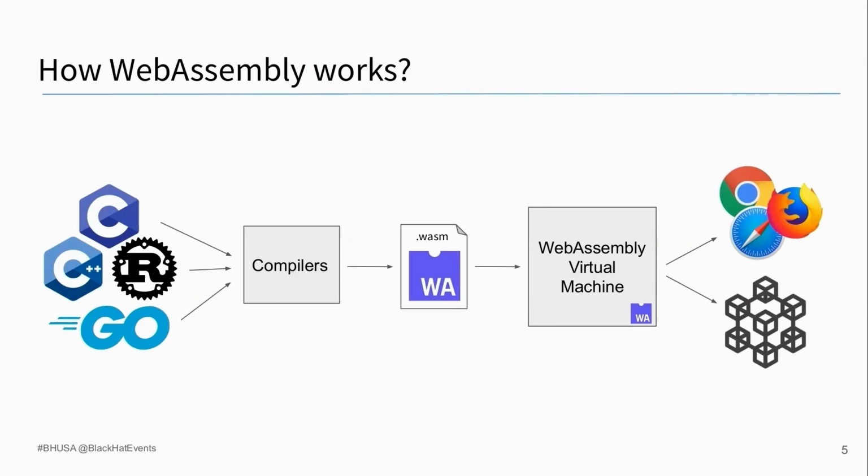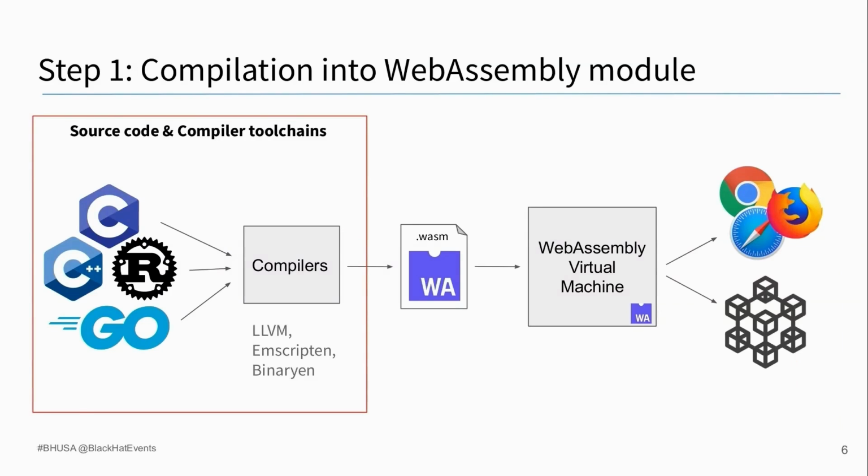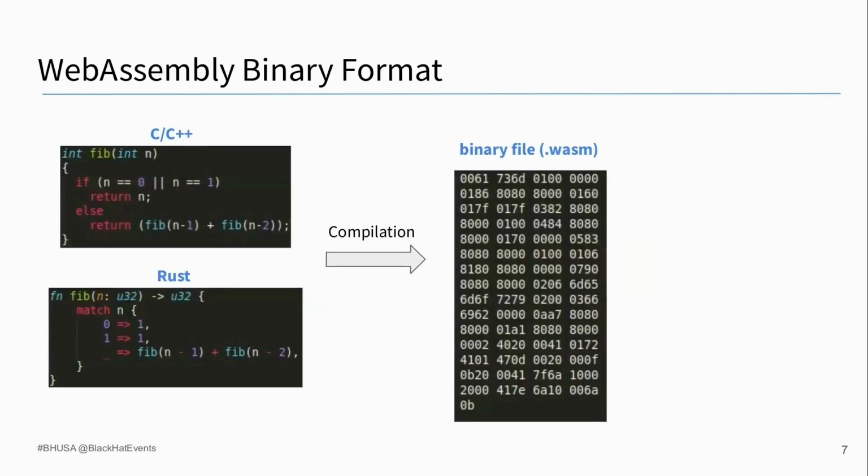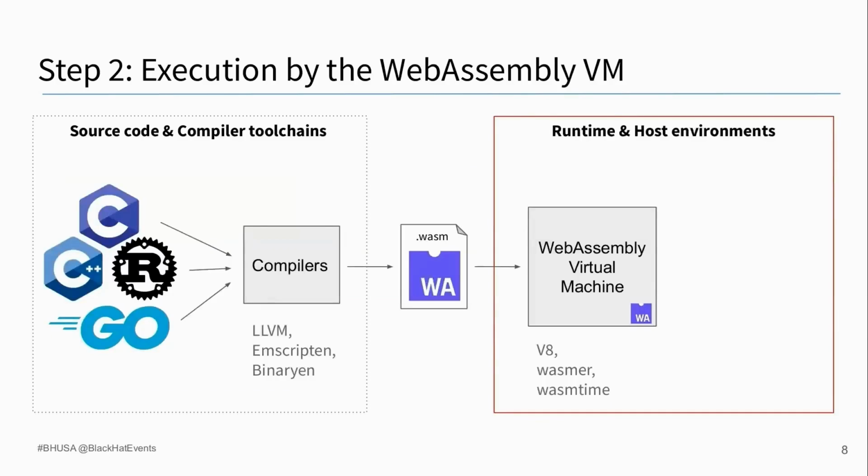So how does WebAssembly work? Basically, you have two steps. The first one is the compilation. You have your classical piece of source code, and you compile that into WebAssembly. It will be your compilation target. There are tools like LLVM that support WebAssembly as a target, and Emscripten, Binaryen, and some others. At the end, you have something like the Fibonacci function in C, C++, or Rust, and you compile that into the binary file that is the WebAssembly module.